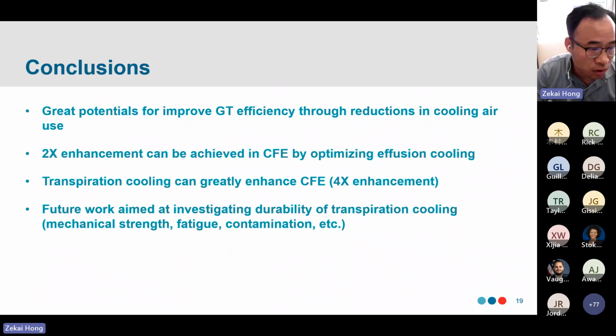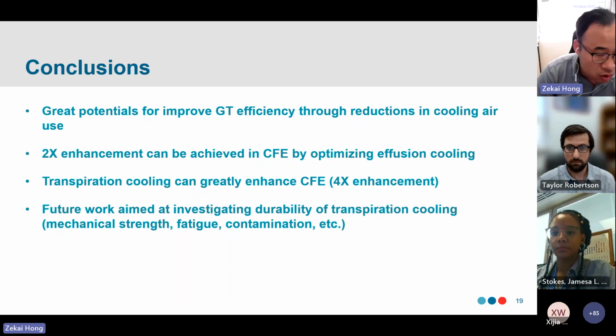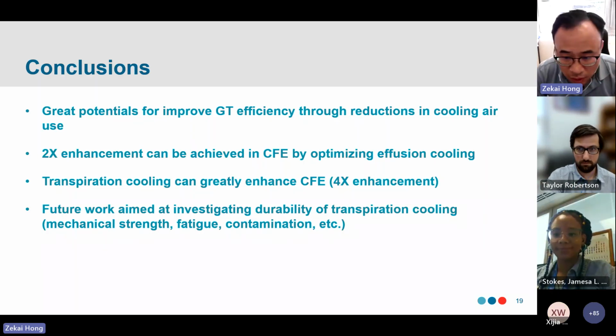But if we move to a different technology, transpiration cooling, we can have at least 4 times enhancement in cooling film effectiveness. The future work focusing on transpiration cooling will be investigating the durability of this new technology. Particularly, we'll be looking at the mechanical stress, the fatigue, and the contamination and such. With that, I'm going to wrap up my talk.